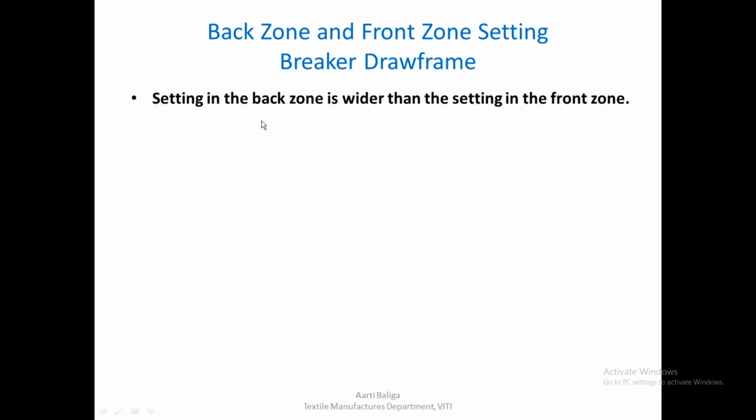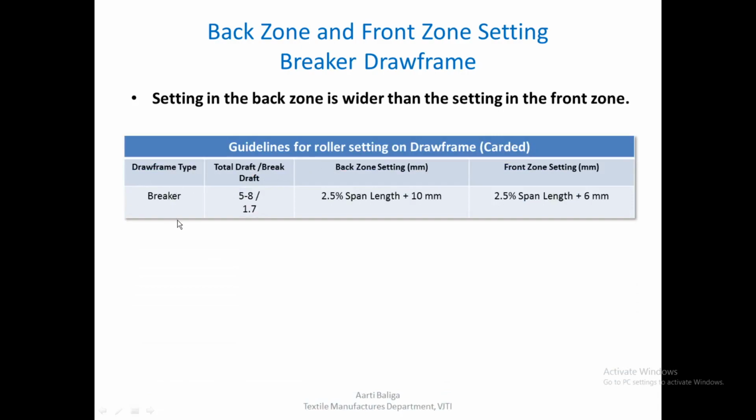So let us first see the back zone and the front zone of a breaker draw frame. The setting in the back zone is wider than the setting in the front zone, and we'll see the reason for that. First, we'll see what are the values that we are talking about. For a break draft of 1.7 and a total draft of 5 to 8, what we see is in the back zone, if you take the 2.5% span length, you give an allowance of 10 mm, whereas in the front zone, you will give an allowance of 6 mm. So that means in the back zone, the setting is wider as compared to the setting in the front zone.